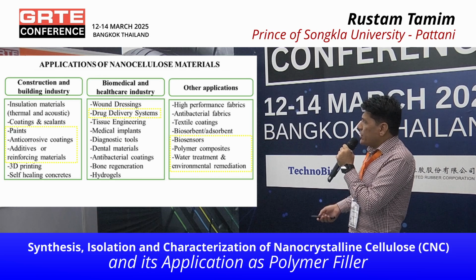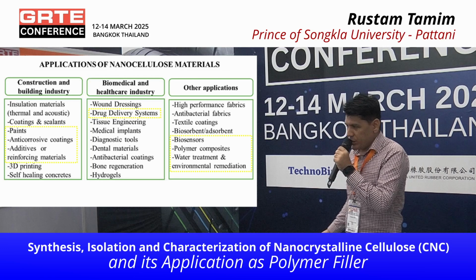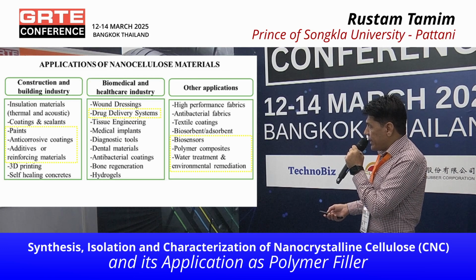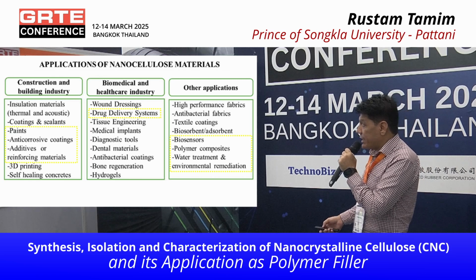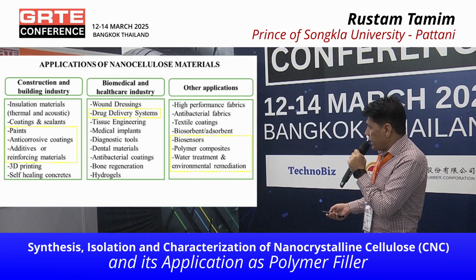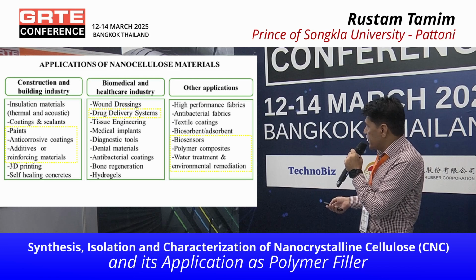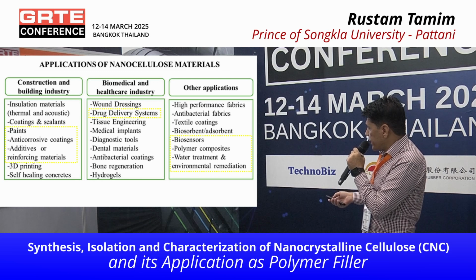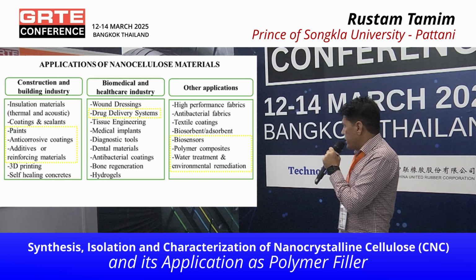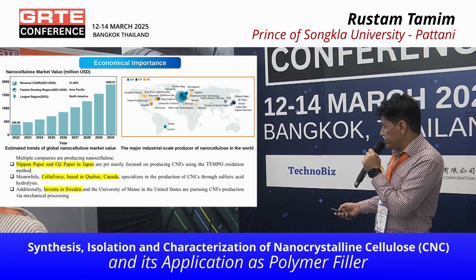As we know, nanocrystalline cellulose is used for many different applications. For example, paintings and anti-corrosive coating, additives in reinforced material, as well as drug delivery systems, and then coming to our topic, biosensors, polymer composites, water treatment, etc. Nanocellulose can be used in all of these.